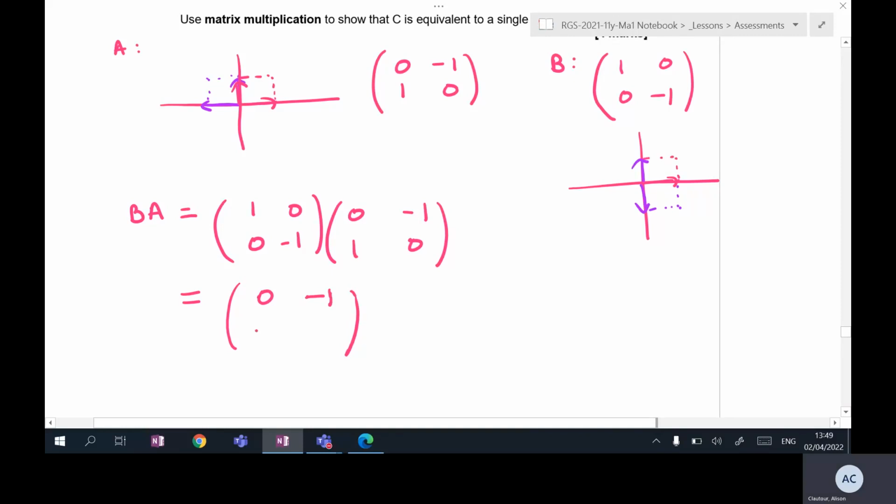Down here, we're in the second row but the first column. So we're going to go along the second row, down the first column. So that would give me 0 times 0 and then -1 times 1. And then for the last one, we're along the second row, down the second column, which also gives me 0. So now we just need to see whether this matrix is a reflection.